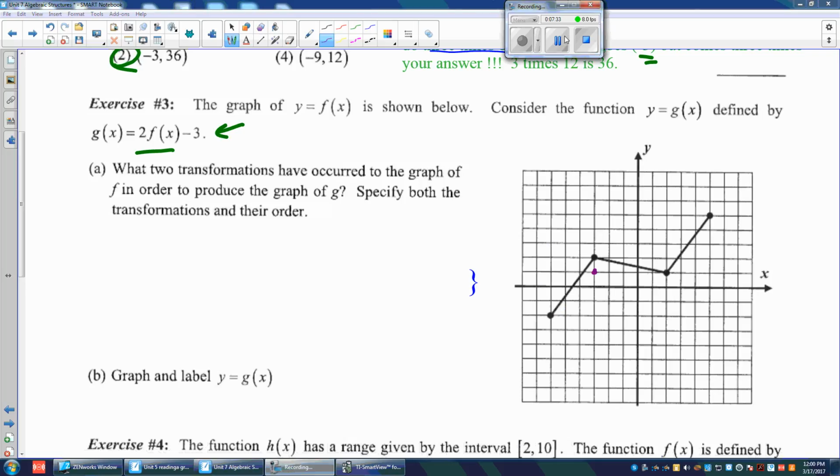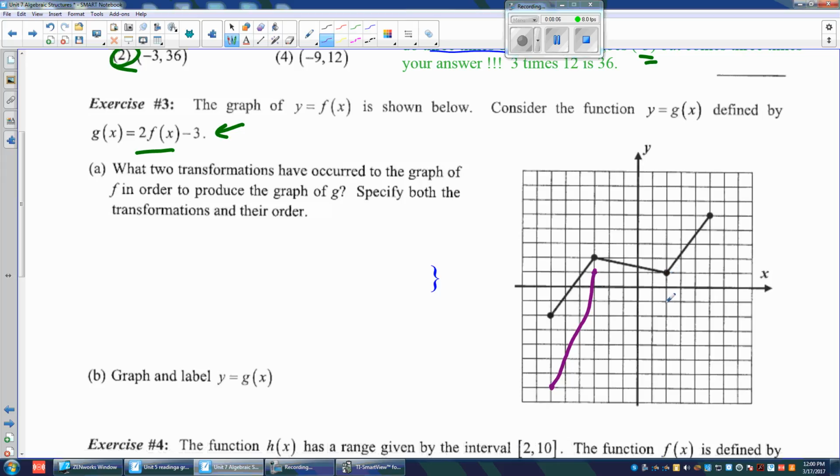Now if I take this point, the answer is still 2, and 2 times, well, negative 2, sorry. 2 times negative 2 is negative 4, minus 3 is negative 7. Ooh, that's a big difference. Where's negative 7? Here's negative 7, right there. So since these two are connected, those two have to be connected. And we do the same for the other points.